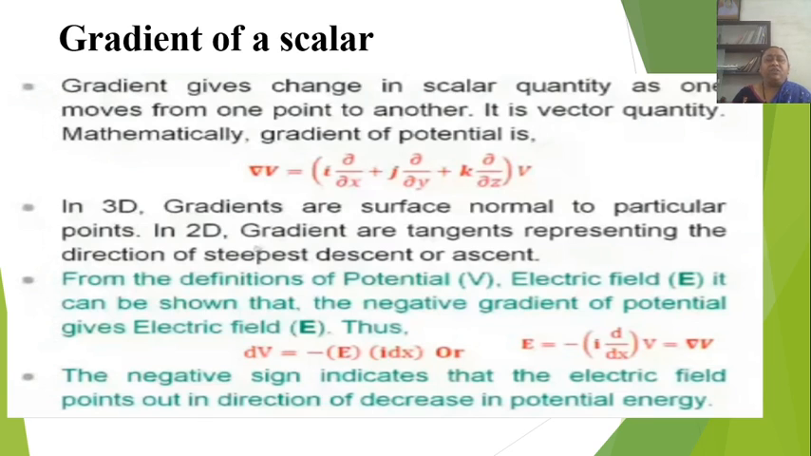From the definition of potential V and electric field E, it can be shown that the negative gradient of potential gives the electric field E. Thus, dV equal to minus E · dx, or E equal to minus dV/dx, or E equal to minus ∇V. The negative sign indicates that the electric field points in the direction of decrease in potential energy.